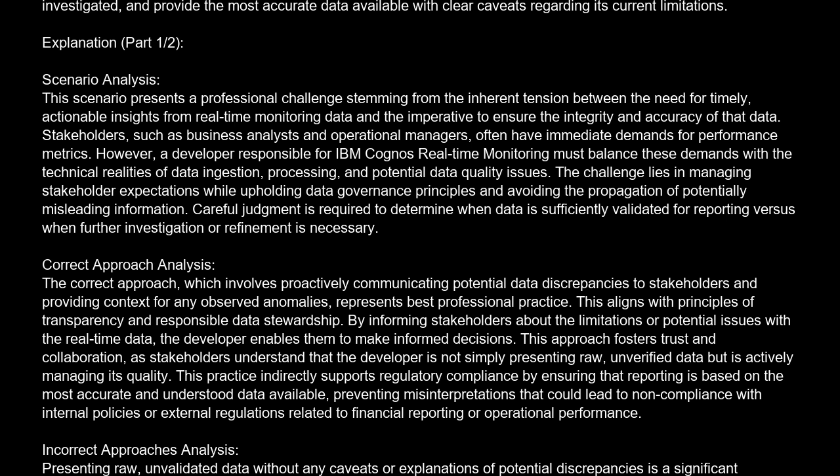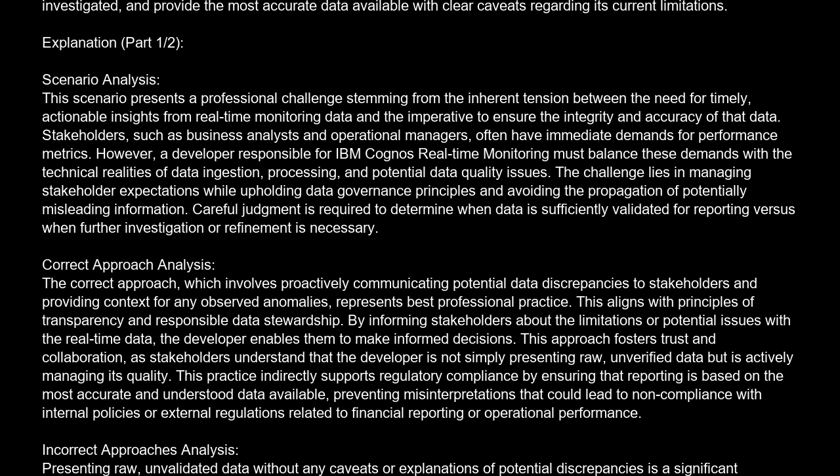Correct approach analysis. The correct approach, which involves proactively communicating potential data discrepancies to stakeholders and providing context for any observed anomalies, represents best professional practice. This aligns with principles of transparency and responsible data stewardship. By informing stakeholders about the limitations or potential issues with the real-time data, the developer enables them to make informed decisions. This approach fosters trust and collaboration, as stakeholders understand that the developer is not simply presenting raw, unverified data, but is actively managing its quality.